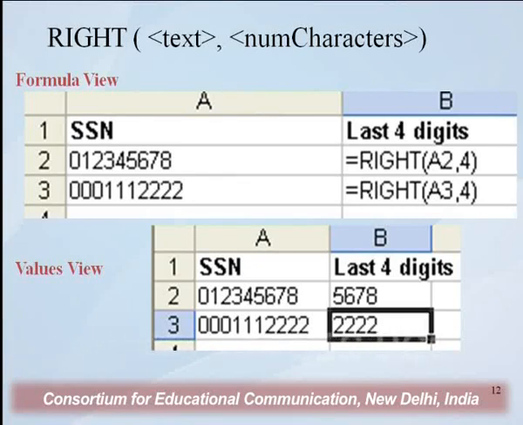So for example, if we have this Excel sheet, you can see here that you have a value in the A column and you are trying to extract 4 digits from the right hand side of the SSN number. So here the function that we will write is equal to RIGHT, our parent value or our text value is in the cell A2 and we want to extract 4 digits, so we write 4. Down there you can see in the values view, it has extracted 4 values starting from the right hand side.